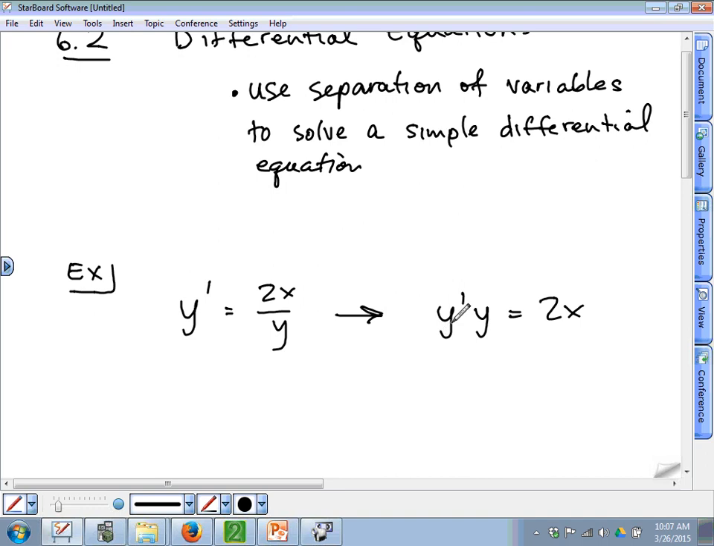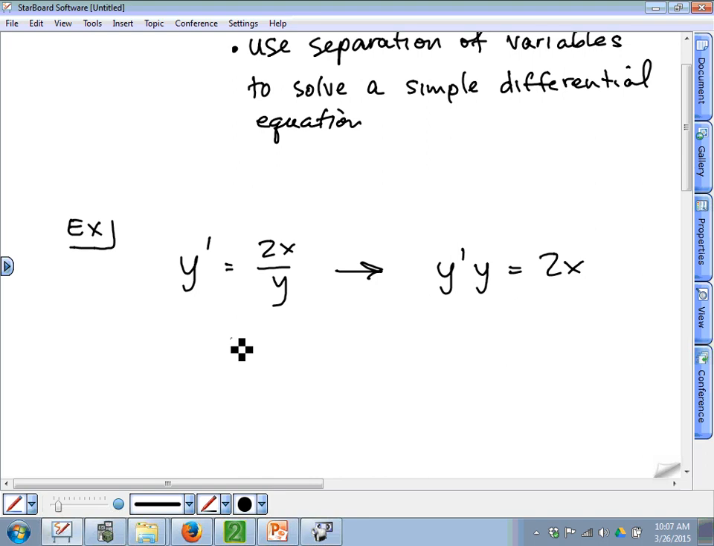Now, notice we've gotten all the y's together on one side, we've gotten all the non-y's on the other side. Now we're going to integrate. So we're going to do the integral of y prime y dx equals the integral of 2x dx. The dx is there mostly to tell you what we're taking the integral with respect to. We're taking the integral with respect to x, not with respect to y.